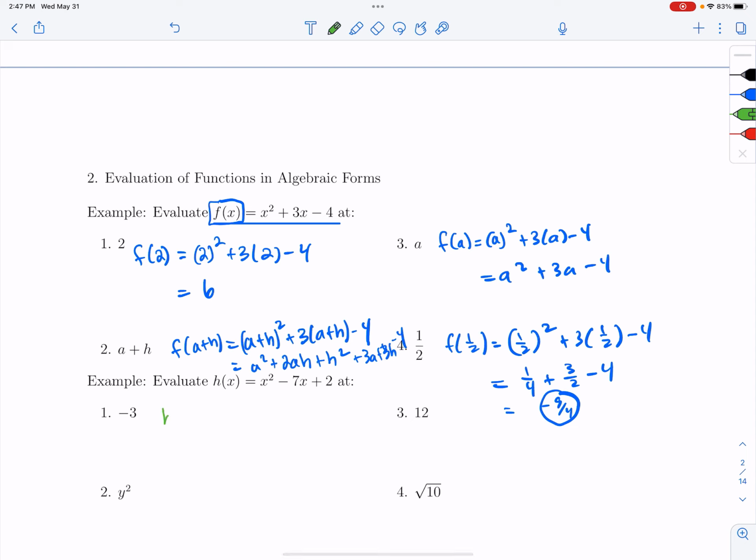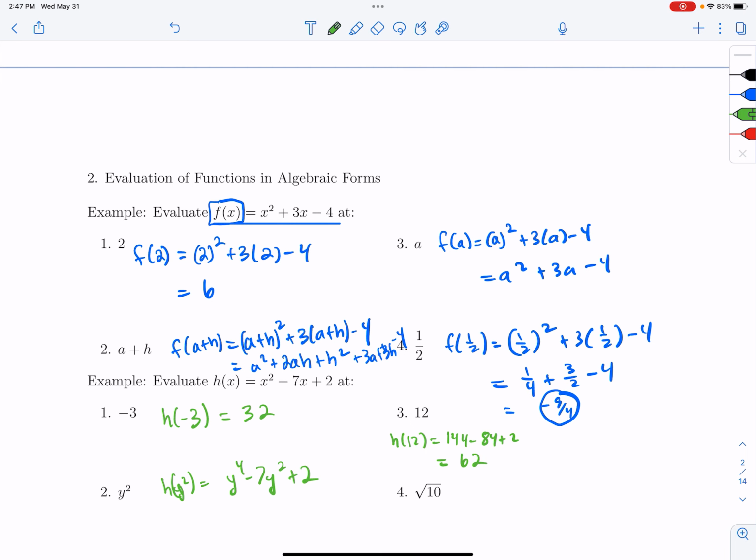Okay, so h of negative 3, I'm not going to go through this step by step, but this comes out to 32. H of y squared, this is going to be y to the 4th minus 7y squared plus 2. Number 3, h of 12. That's going to come out to, I can't do that one in my head, 144 minus 7 times 12 is 84 plus 2. So what is that? 62.